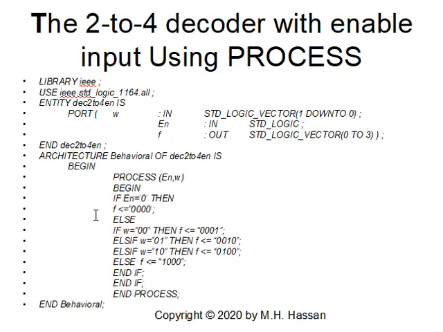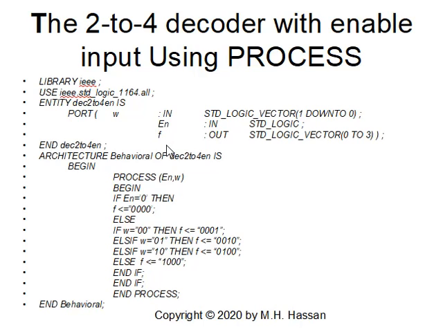Now I would like to add a process. I would like to use a process with the enable signal. So this is another form of the code. I will call it DEC2to4EN again. Port W is in standard logic, 1 down to 0. So I have a 2-bit input, 0, 0, 0, 1, 1, 0, and 1, 1. I have a single-bit enable.